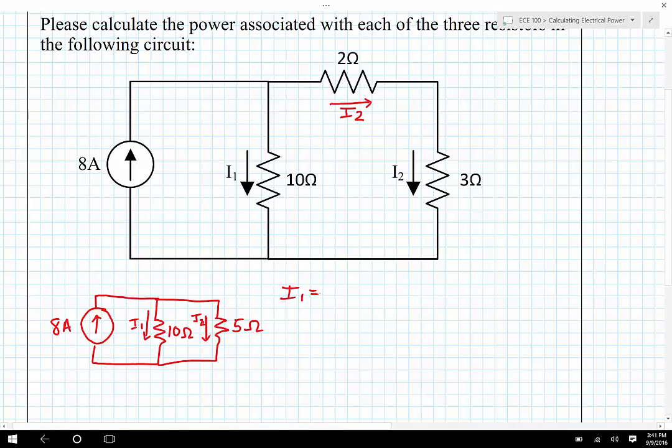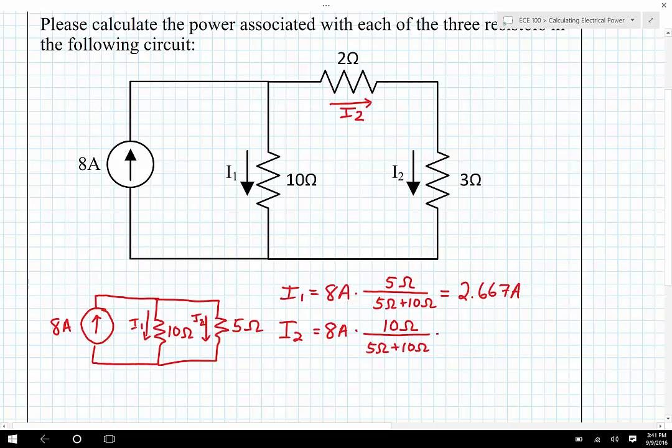I1 then is going to be the total current multiplied by the resistance in the other branch, so that's going to be 5 ohms, divided by the sum of the two resistances, which is 5 ohms plus 10 ohms, and that turns out to be 2.667 amps. And then I2 is 8 amps multiplied by the resistance in the other branch divided by the sum of the two resistances, and that works out to be 5.333 amps.